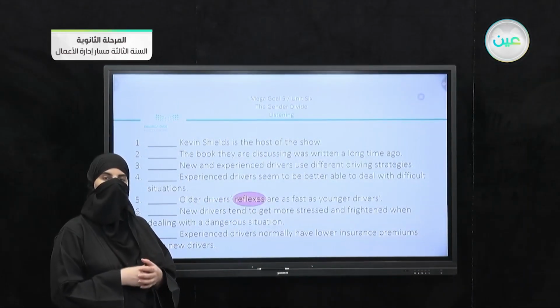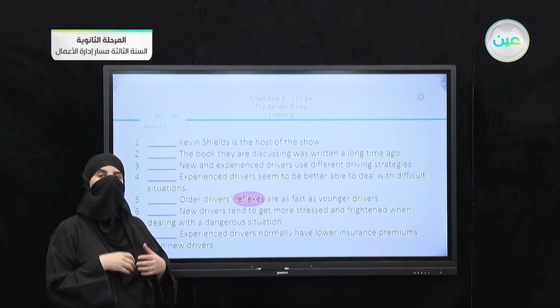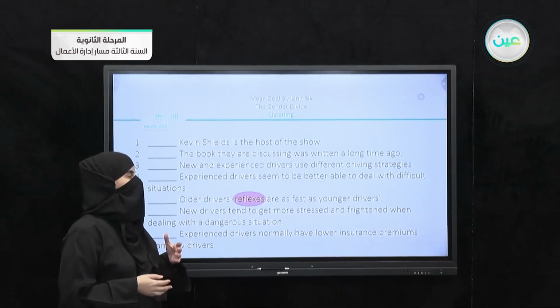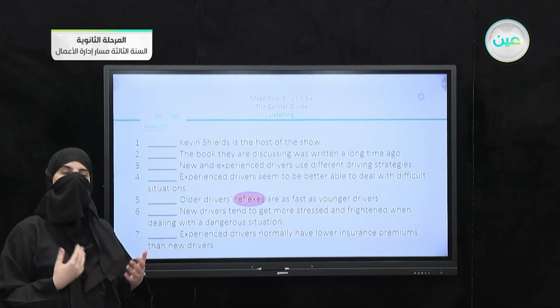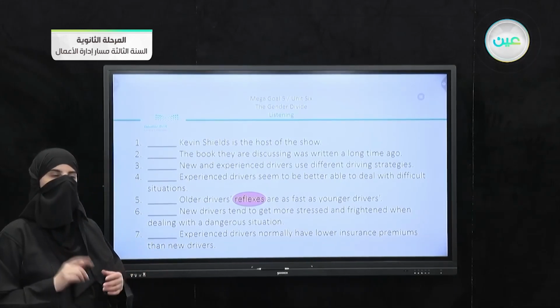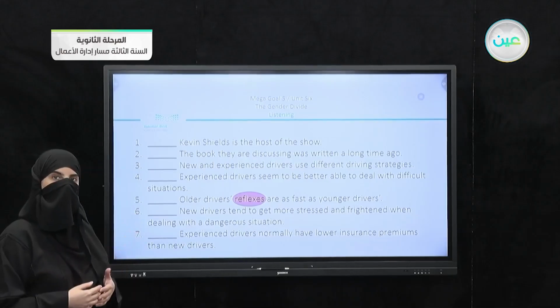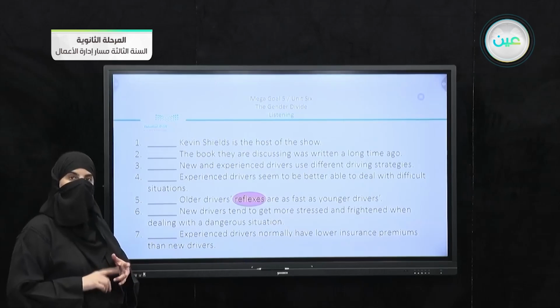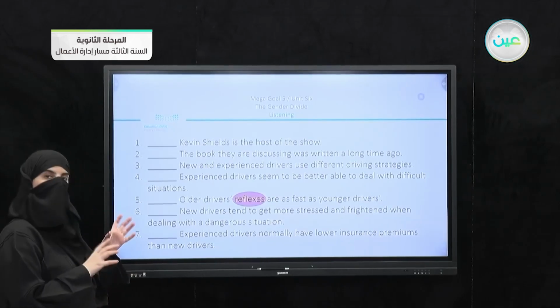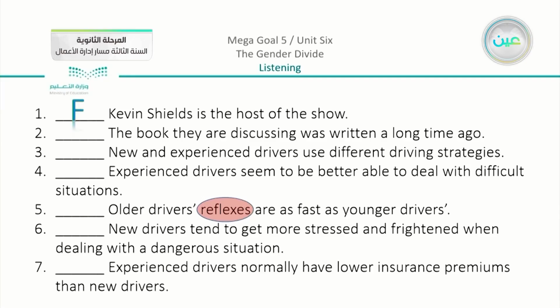Now going back to our statements that we have here in the book, we have the sentences. We are going to decide which one is true and which one is false, based on what we heard, the conversation or the interview between the two people. First, Kevin Shields is the host of the show. Did you notice or listen to the introduction when we have the mentioning of the names here? Now we have actually Kevin and Ken. So when we have the first part, we can see that the first one is false. Why? Because the person is Ken Larder. He is the host of the show.